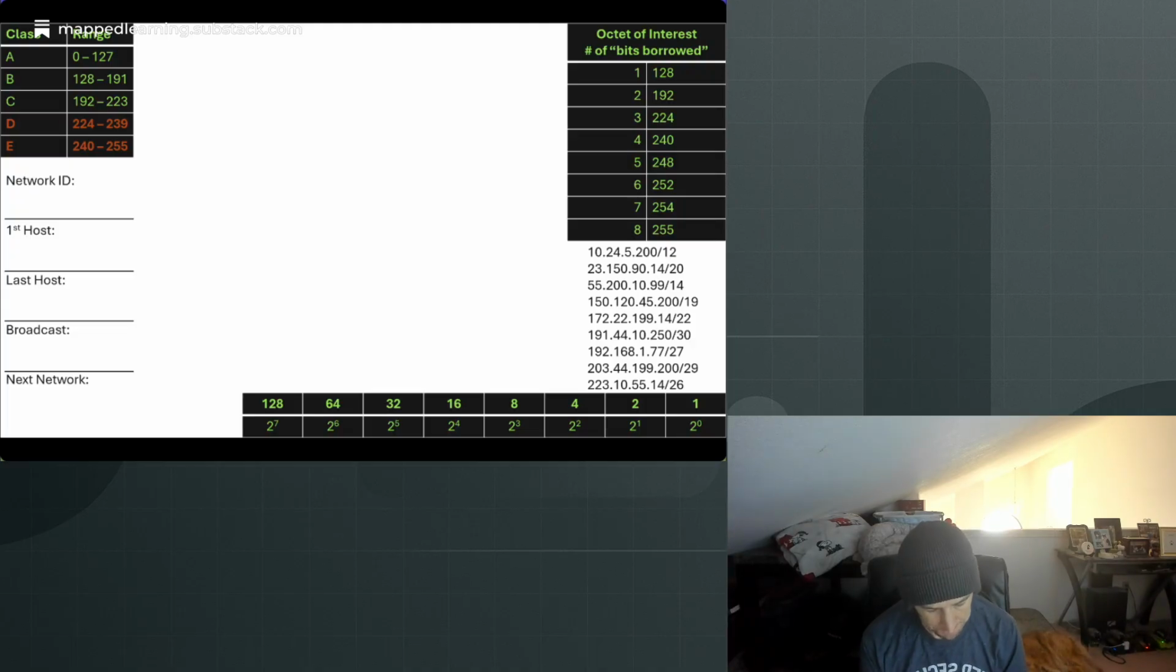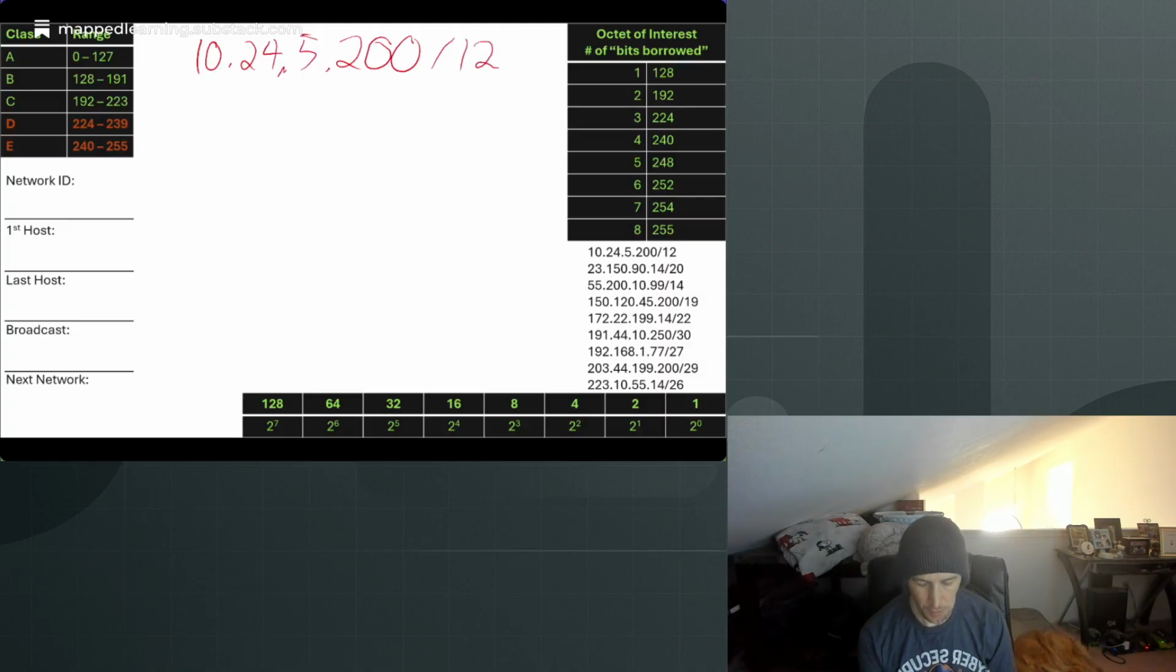So let's get started. The first IP address is 10.24.5.200/12. Okay. So, first of all, what class is this? Remember, we only look at the first octet. So it is a class A because the range is from 0 to 127 and it's a 10.